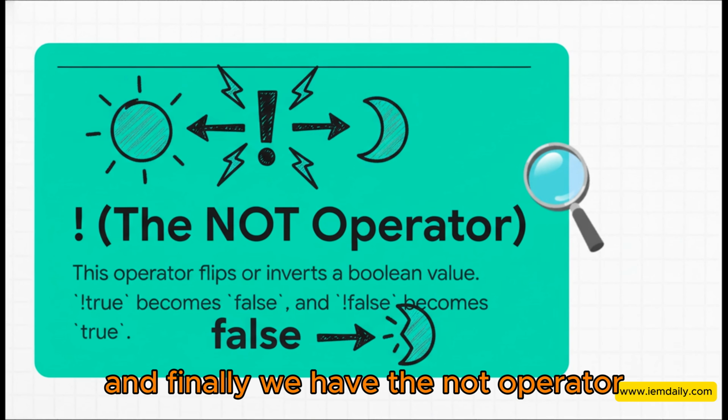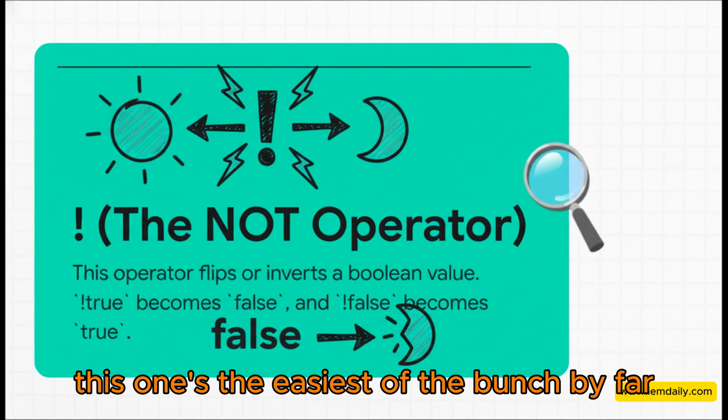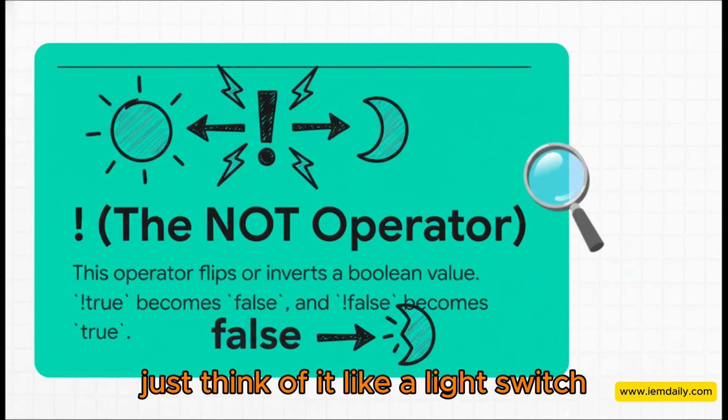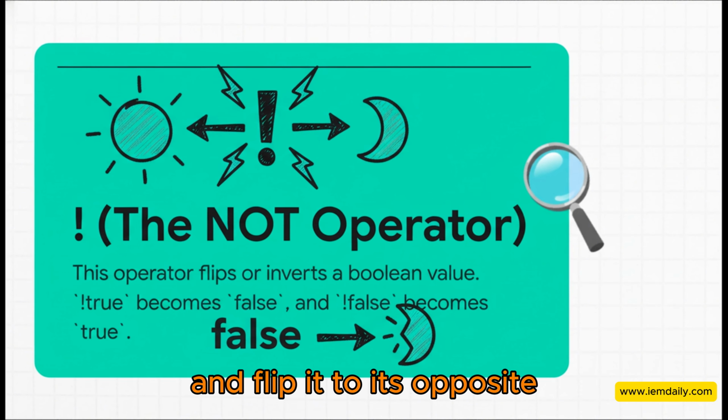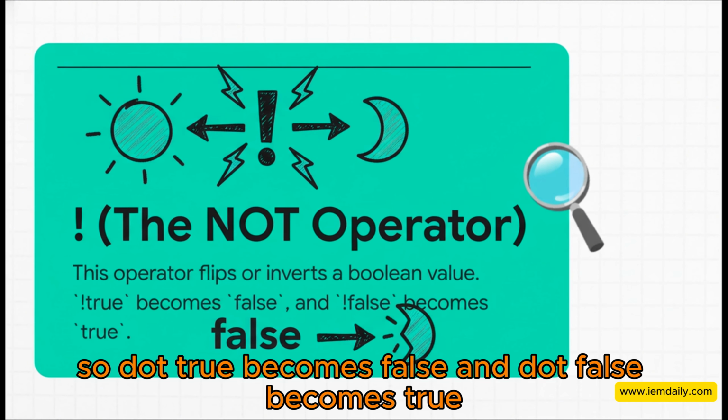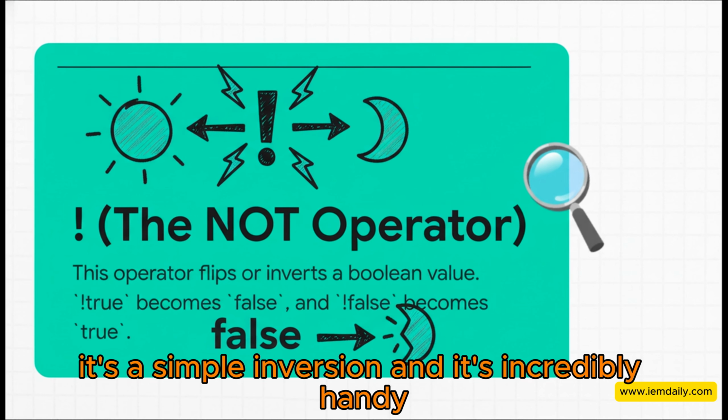And finally, we have the NOT operator. This one's the easiest of the bunch, by far. Just think of it like a light switch. All it does is take a single Boolean value and flip it to its opposite. So, true becomes false and false becomes true. It's a simple inversion and it's incredibly handy.